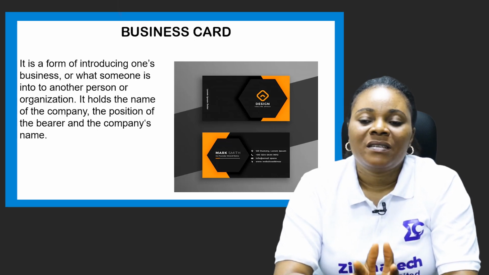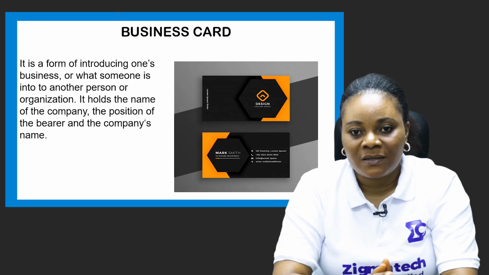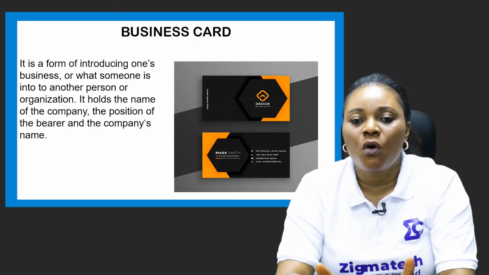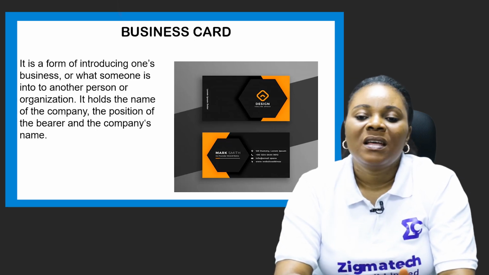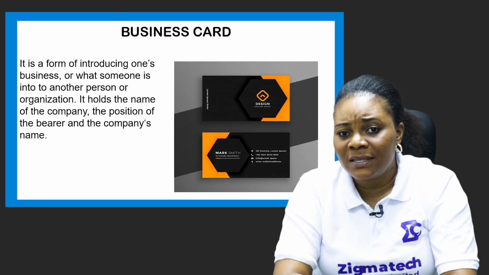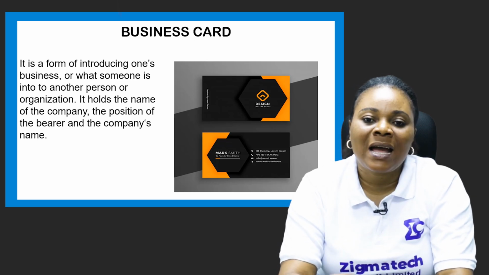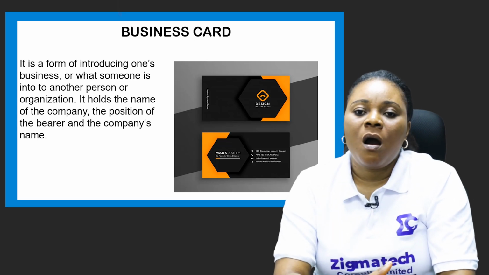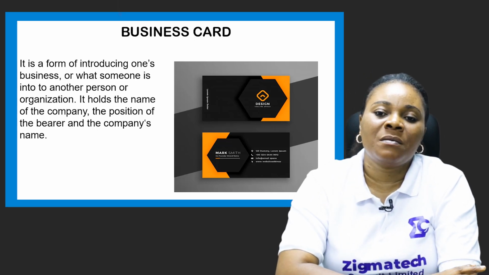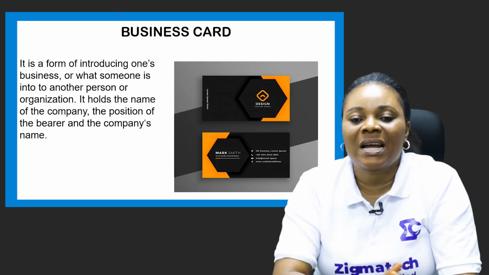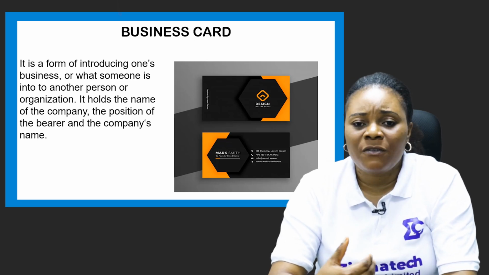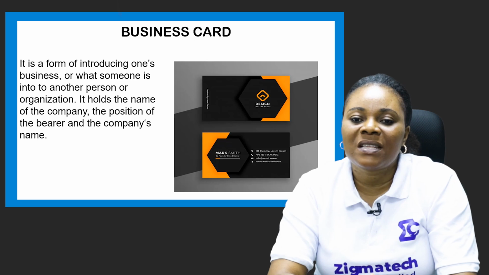So there are some details that can be found on the business card. The business card contains a summary of what should be known about the organization, like the name of the company is written on the business card, then the person who has the card, the position of the person who owns the card. For example, in an organization, all the members of the board of directors can have business cards. An accountant can have a business card. The manager can have a business card. The director can have a business card.